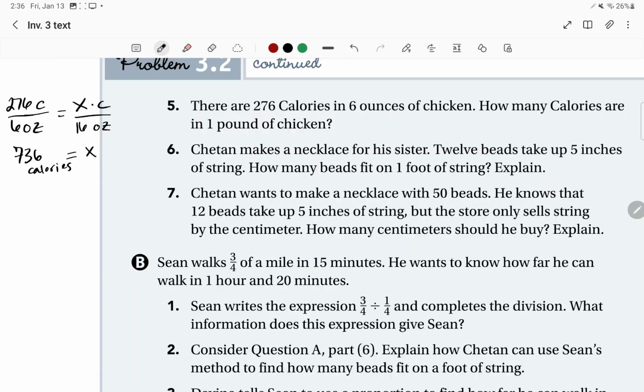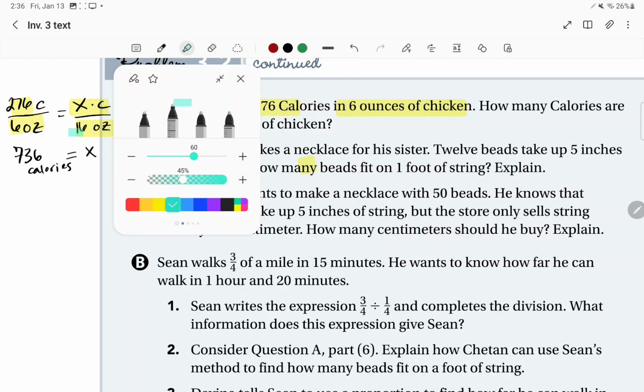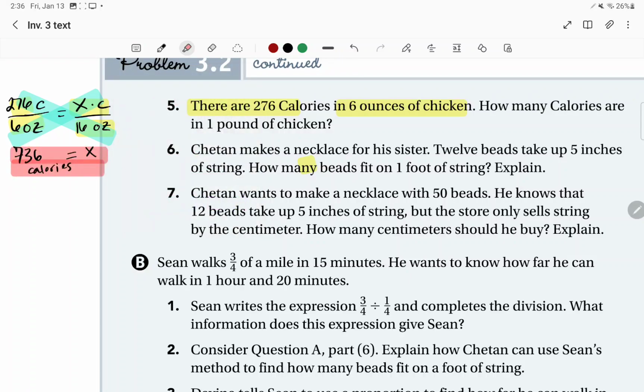And on number 5, setting this one up, you know that there are 276 calories in 6 ounces of chicken. So that's where that comes from. They want to know how many calories in 1 pound, and there are 16 ounces in a pound. So now we have our proportion. We go ahead and cross multiply right here and here. And then for our final answer, you would take 276 times 16 and divide by 6. You should get 736 calories. Now let's take a look at number 6.